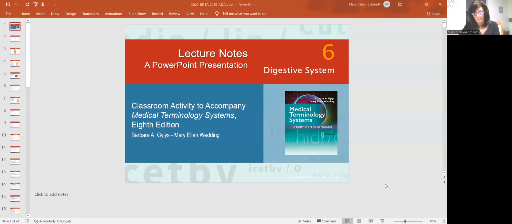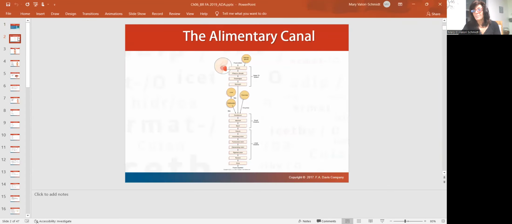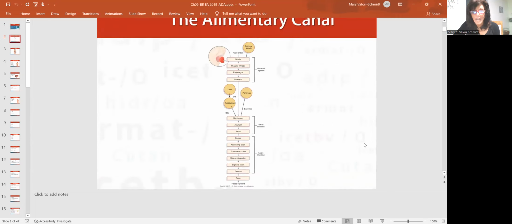Okay, the digestive system. We're going to start off by just naming the parts of the digestive system. So the digestive system consists of the entire digestive tract, which is also known as the alimentary canal. So what we've got here, and I'm going to make this a little bit bigger so that you can see it a little better, is the whole digestive tract. It starts at the mouth when you chew or masticate your food, and it goes down through the pharynx into the esophagus. The esophagus goes down to the lower esophageal sphincter, which leads to your stomach.